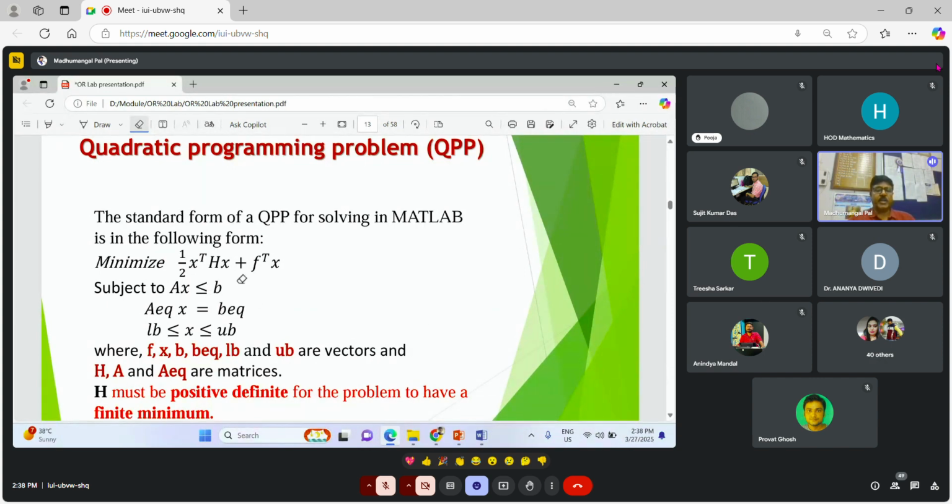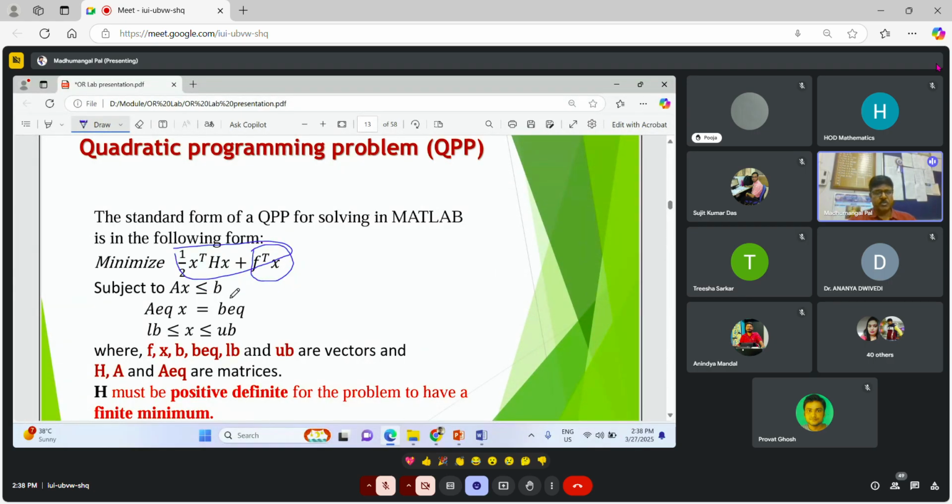So any quadratic expression can be written in this way. What is the way? It is nothing but half x^T H x plus f^T x. Here H is the corresponding symmetric matrix for the homogeneous quadratic expression. The second part, f^T x, is nothing but the linear part, including the constant term. So f^T x is the linear part, and half x^T H x is the homogeneous quadratic part.